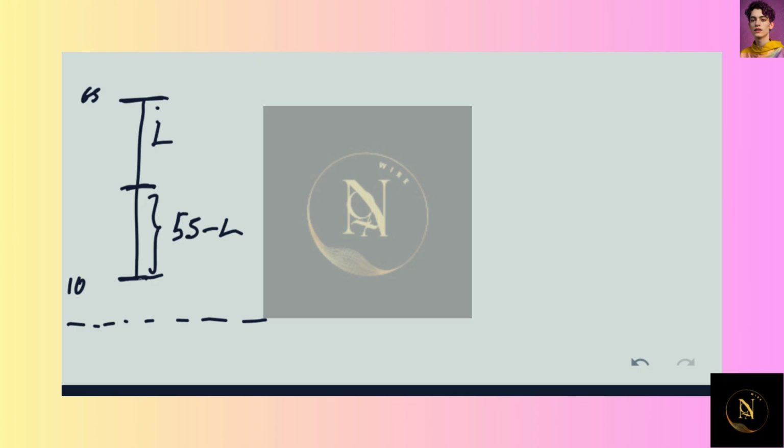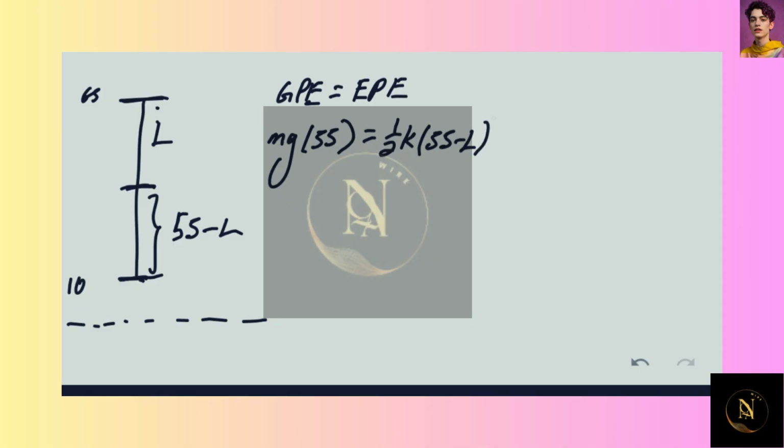When he falls all the way to this position and we want him to stop, it means that all the gravitational potential energy has been converted into elastic potential energy. Gravitational potential energy that has been lost is mg times 55. Elastic potential energy that has been stored is half k times (55 minus L) squared.